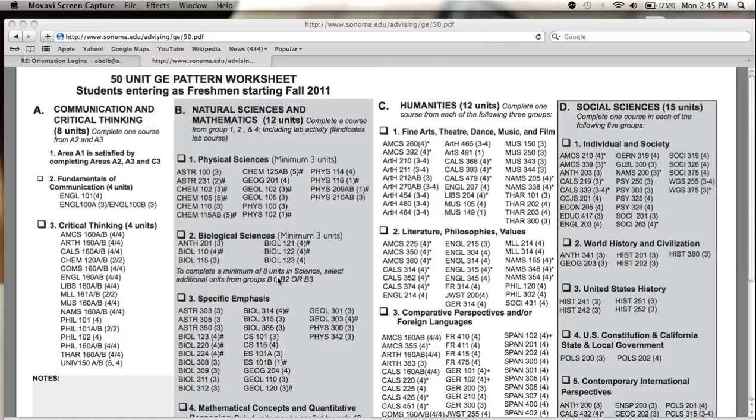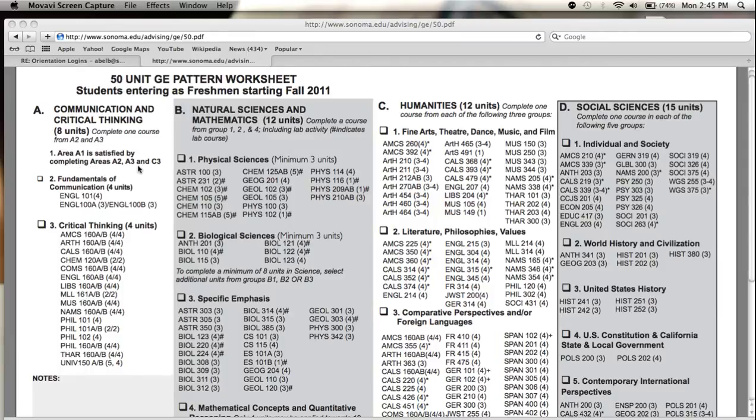And I'm going to go ahead and start just explaining each category. So there's A, B, C, D, and E categories, which you must complete all of them in order to be eligible to graduate. Area A is communication and critical thinking. So basically you need to take an A2 and an A3 course. As you can see, A1 is satisfied by completing A2, A3, and C3 categories.